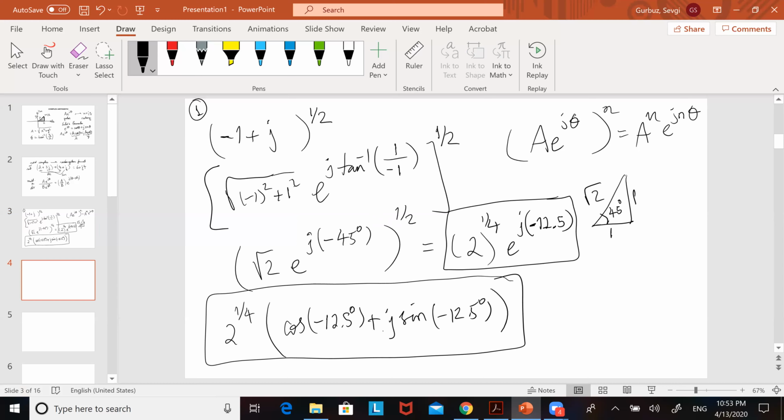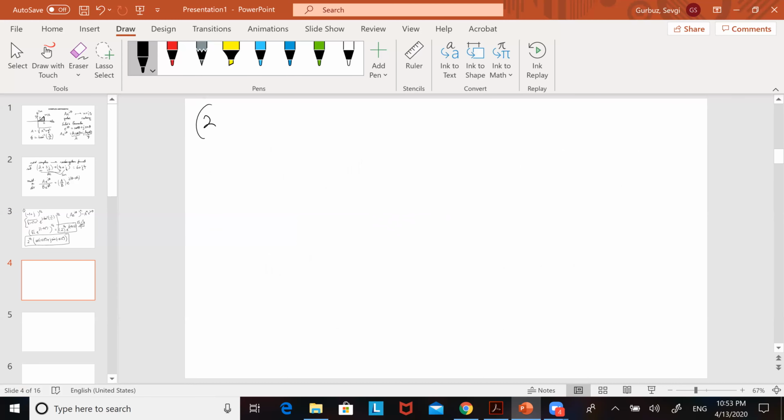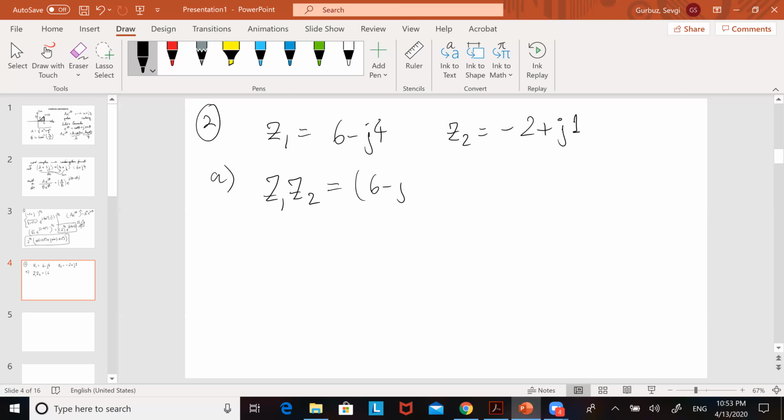Let's do another example. Let's now suppose that we have two numbers. Let's call z1 equal to 6 minus j4, and let's call z2 equal to minus 2 plus j1. And I'd like to calculate a number of things. First, let's calculate what the product of these two numbers would be, z1 times z2. Now, we can surely write this as (6 minus j4) times (minus 2 plus j1), and we can multiply this out in rectangular format by just multiplying each term.